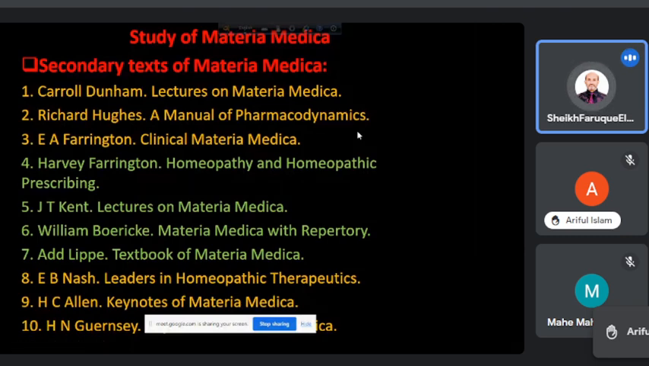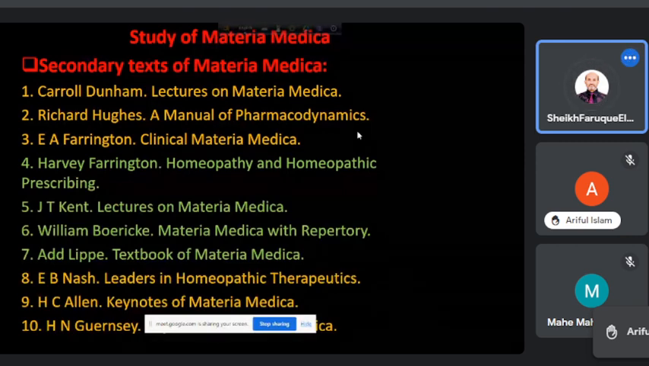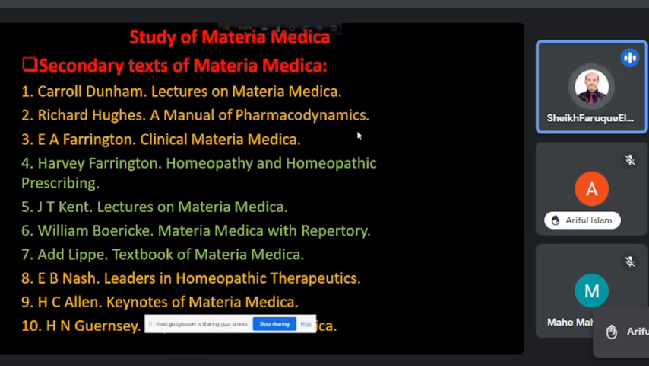Those who can study in English, I tell you to buy a copy of Manual of Pharmacodynamics and try to study medicine from here also. You will find many more information which you don't find elsewhere.